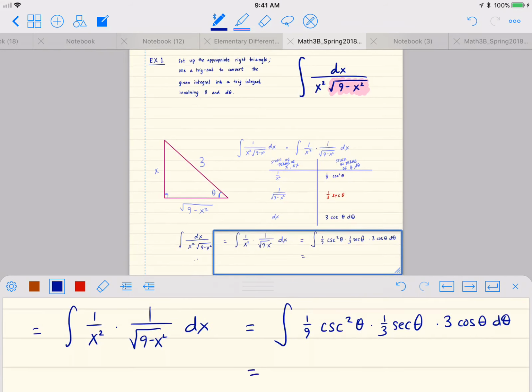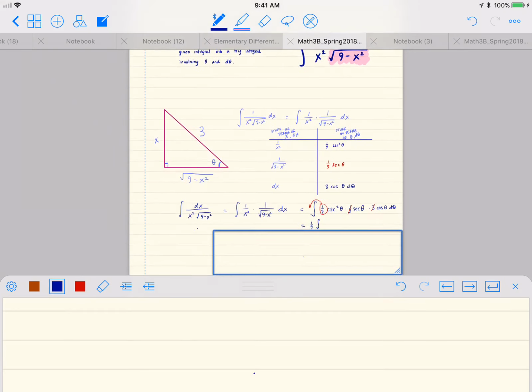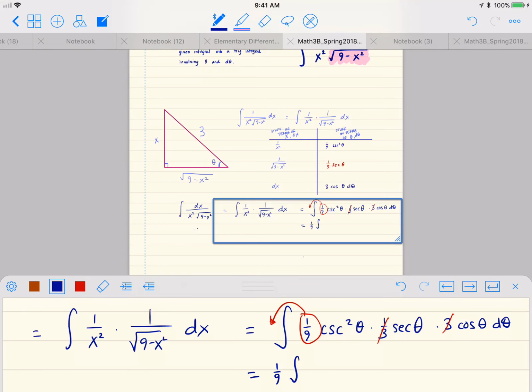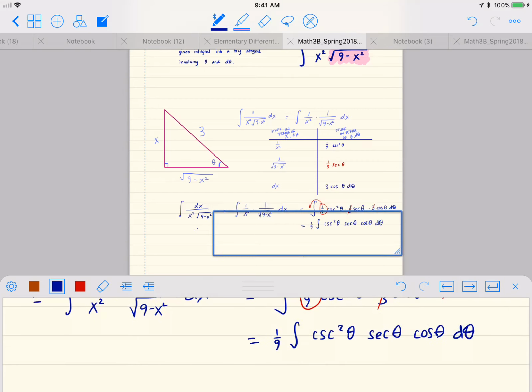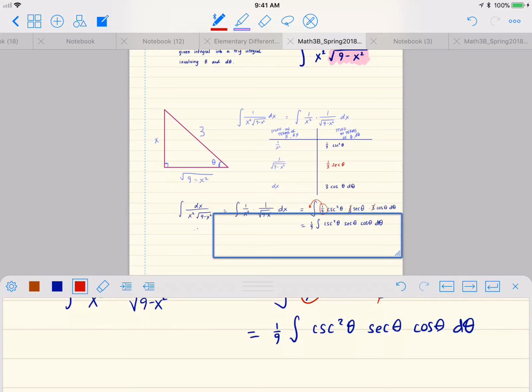All right, certain terms will cancel out, like the 3 and the 1/3. The 1/9, I can pull out front. So I have 1/9 times the integral of cosecant squared theta, secant theta, cosine theta, d theta. Now, guess who cancels out? Secant theta and cosine theta cancel out because they're reciprocals of each other. So I'm just left with 1/9 the integral of cosecant squared theta d theta.